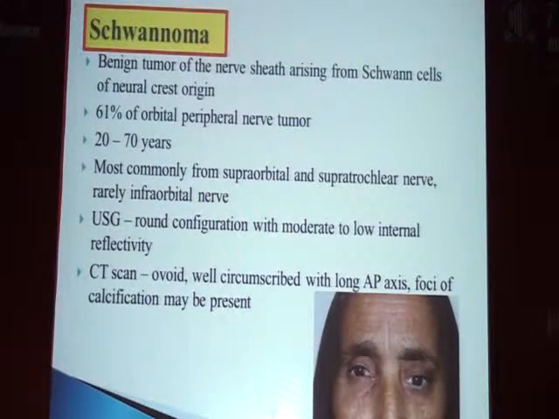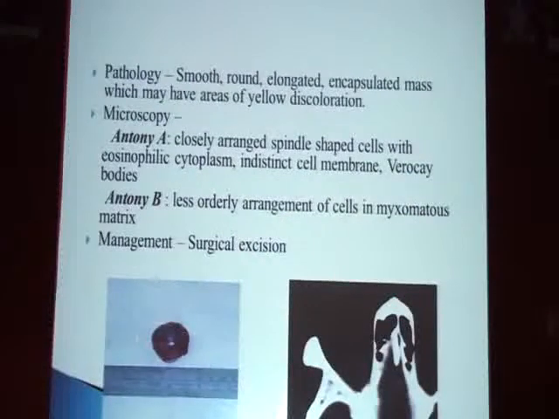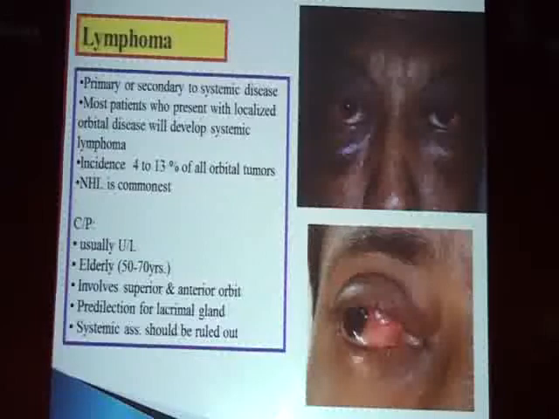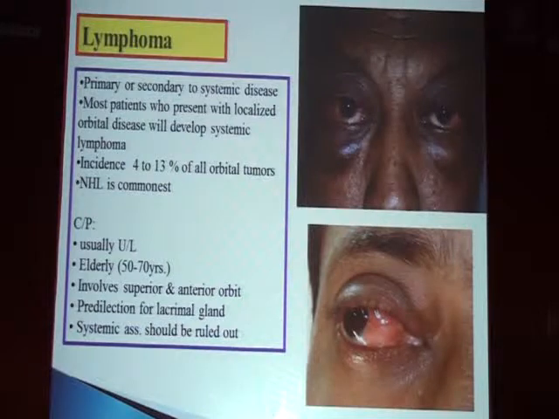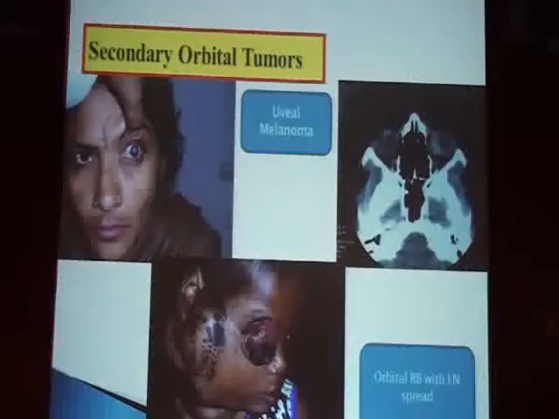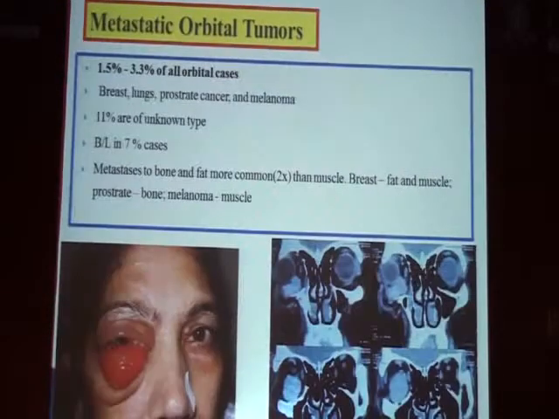Schwannoma again is quite well demarcated. On USG it will have a round configuration, and these can be easily excised in toto. Lymphoma will be one, either primary or secondary metastatic. These kinds of orbital tumors can also be there.